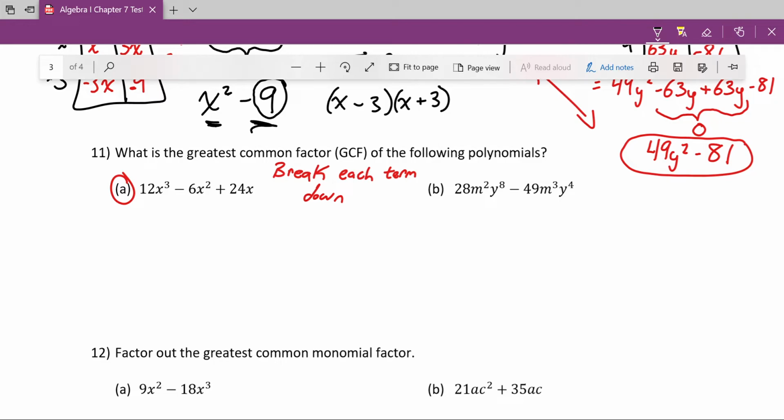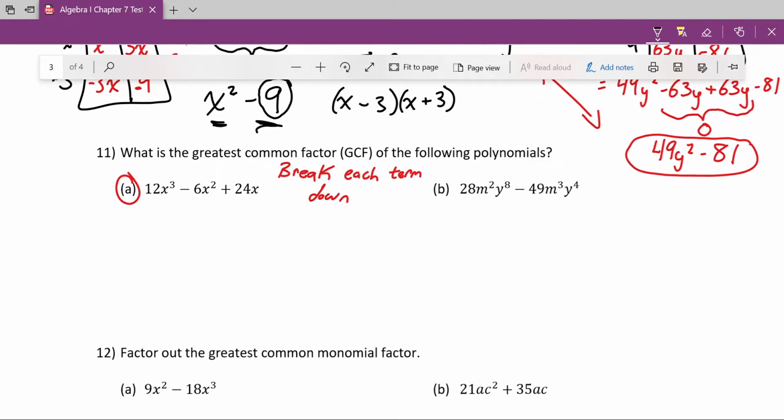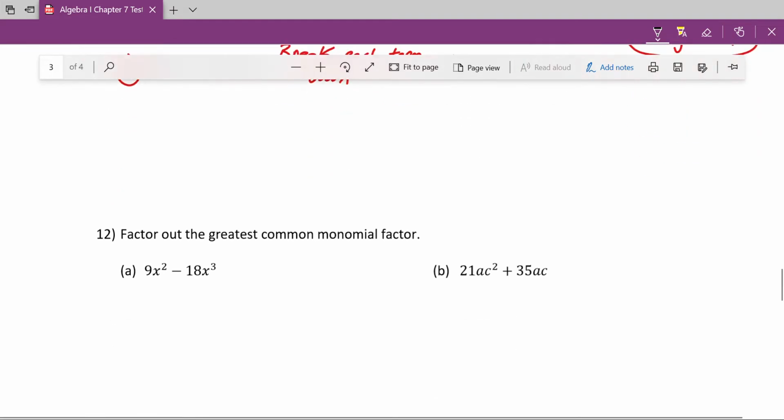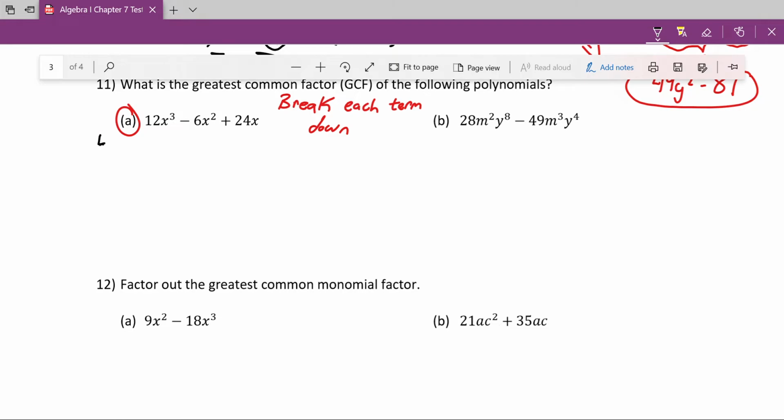Well, what I'm going to do is I'm actually going to break 12x to the third down first. So 12, I know, is really 4 times 3. So 12 is really 4 times 3. X to the third is really x times x times x. So I'm going to break this down even more. 4 can really be broken down to 2 times 2 times 3, and the x's remain.